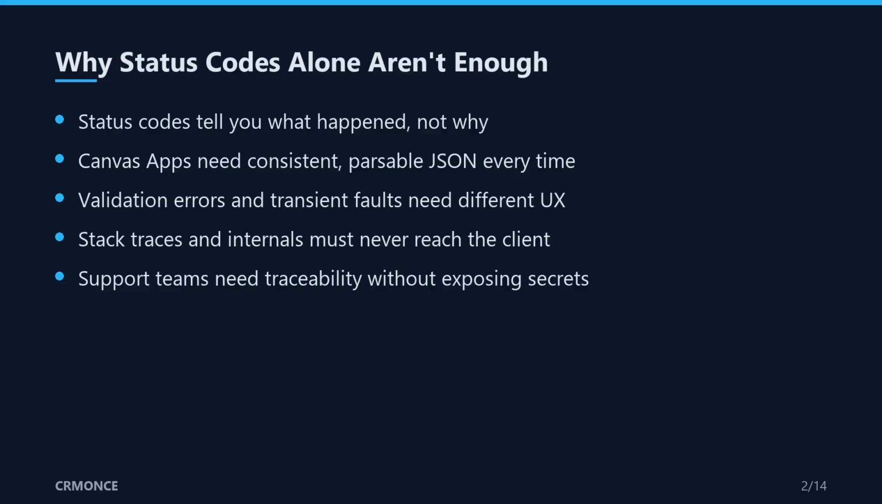Let's frame the problem. Most tutorials stop at returning a 400 or 500 status code, but PowerApps needs more than a number to build a good user experience. A Canvas app calling a custom connector sees a raw HTTP response, and if that response is inconsistent, missing detail, or just an unhandled exception dump, your maker has to write brittle if statements against status codes alone. We need a standardized shape every single time, whether it is a validation failure, a database timeout, or an unexpected bug. We also need enough detail for logging and support, but not so much that we leak stack traces or connection strings to the client.